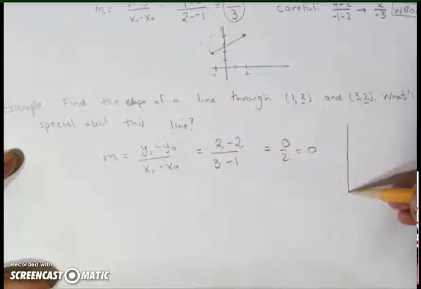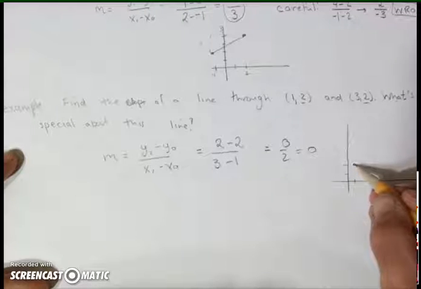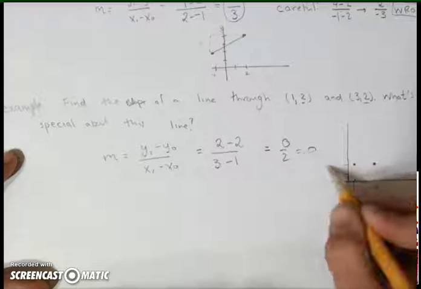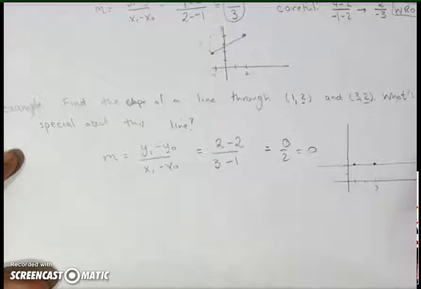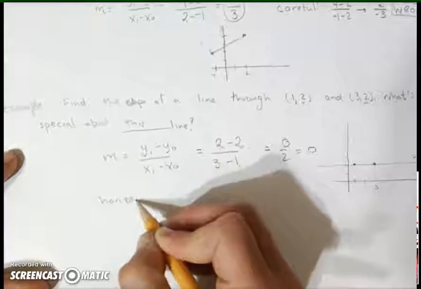So now if I go to graph these 2 points, I'll graph (1, 2), and then (3, 2). This line is horizontal. So that's what's special about this line. Horizontal.